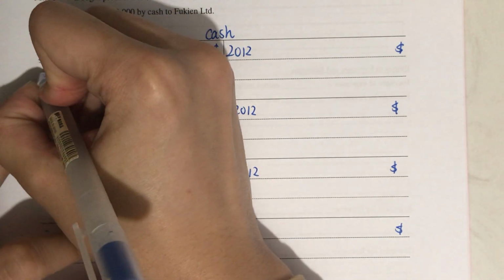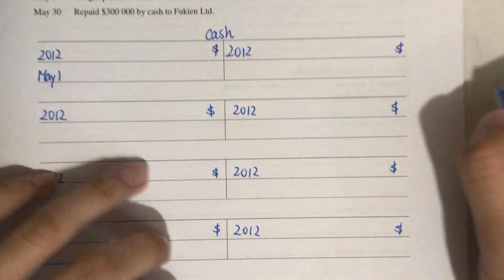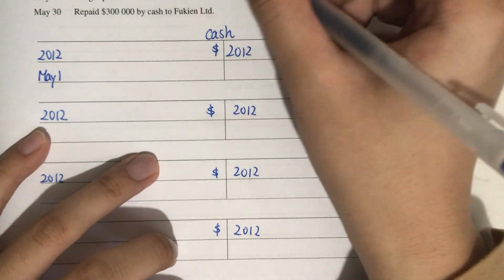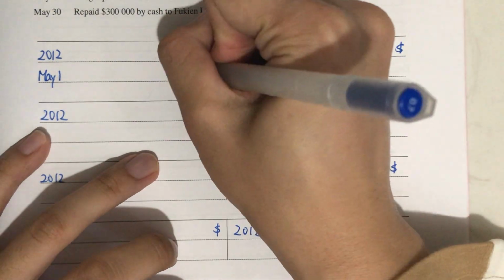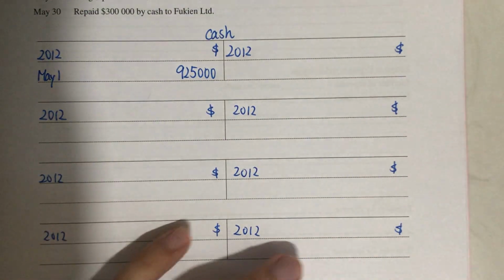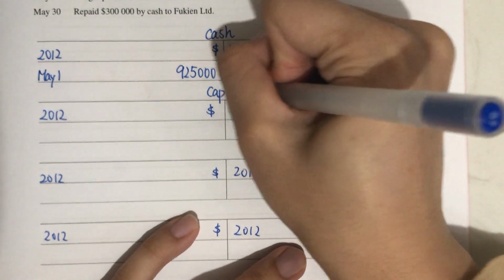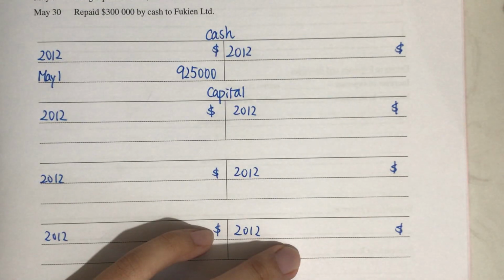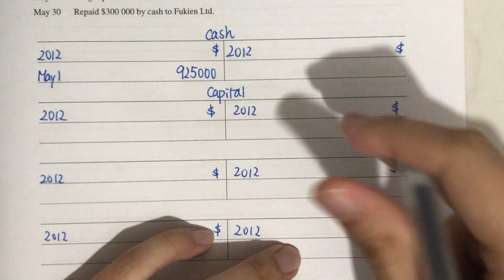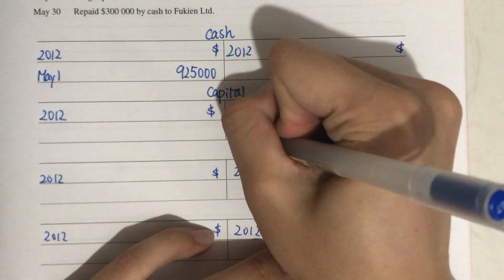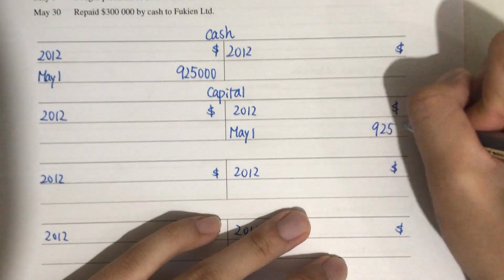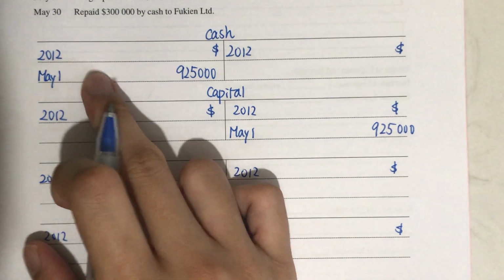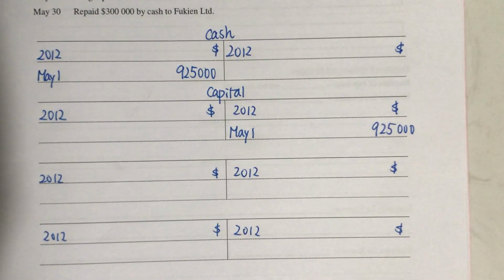So we write down the 1st of May. For the cash, there is an increase in $925,000. Okay, for the capital account, there is also an increase in $925,000, so we mark it on the credit side. Okay, for the 1st of May, $925,000.